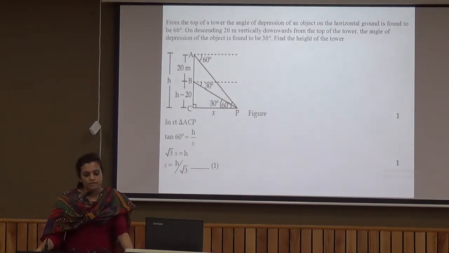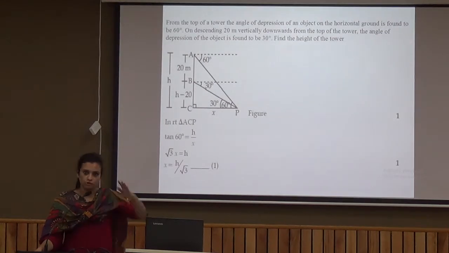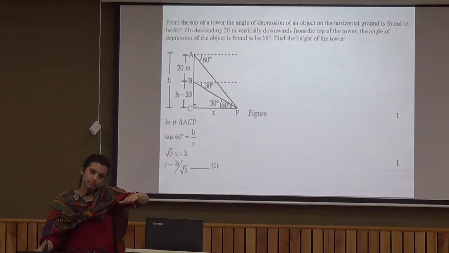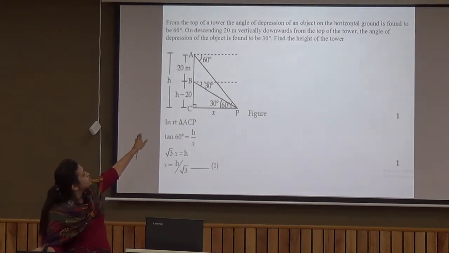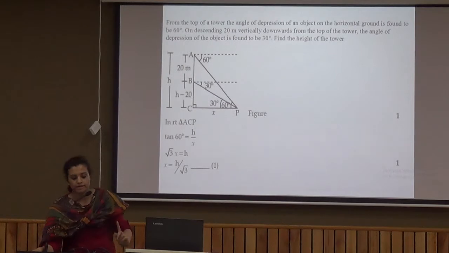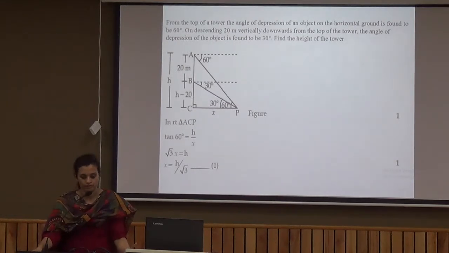On descending 20 meter vertically downwards. So let's say that as you move straight down 20 meter, I reach a point B, so that AB is 20. Now from B the angle of depression is 30. Right? It says on descending 20 meter vertically downwards from the top of the tower, the angle of depression of the object is found to be 30. Find the height of the tower.